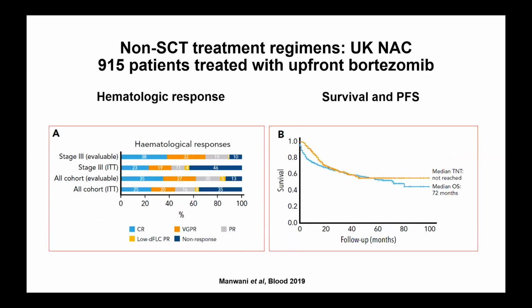Recently, the UK National Amyloidosis Center reported on 915 patients who were treated with upfront bortezomib treatment and were not eligible to receive stem cell transplantation. As shown here, the hematologic complete response in an intention to treat analysis occurred in 25% of the patients, and hematologic very good partial response occurred in 20% of the patients. The median overall survival was 72 months, and median time to next treatment was not reached.